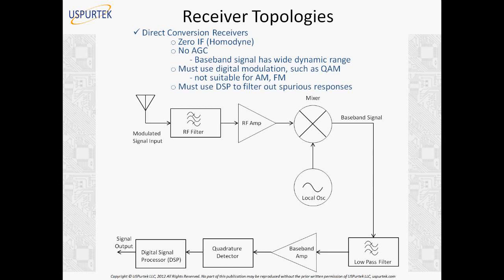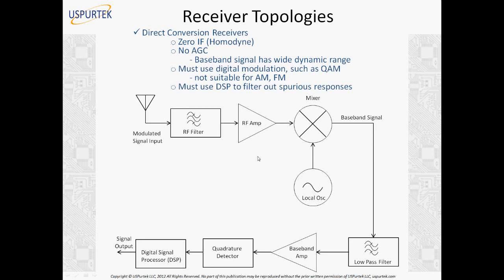Now in this case, the application is usually in digital modulation, QAM, quadrature amplitude modulation. Why is that so? Because we lose the benefits of high gain and selectivity here. It looks very simple to implement and very cost effective.